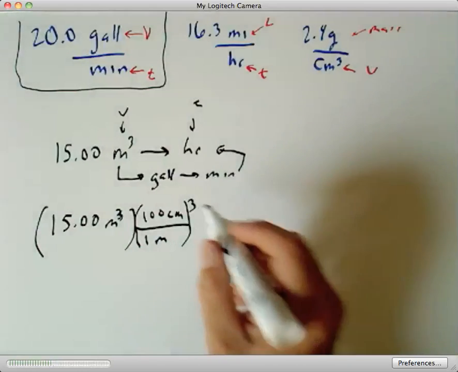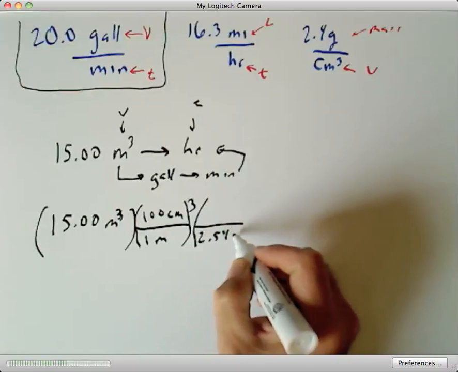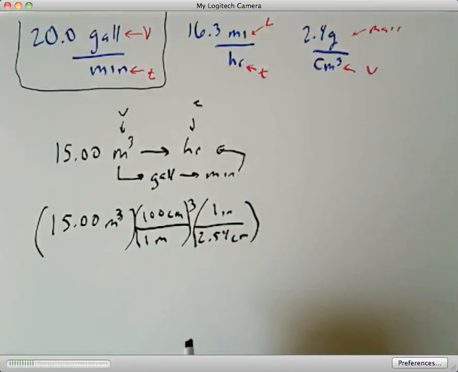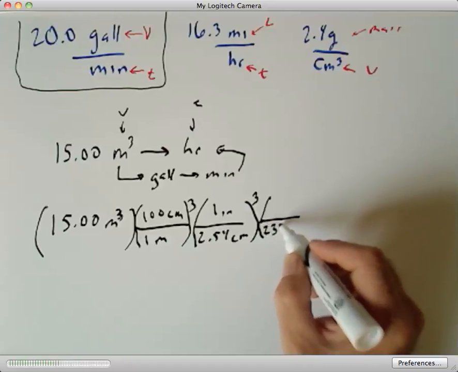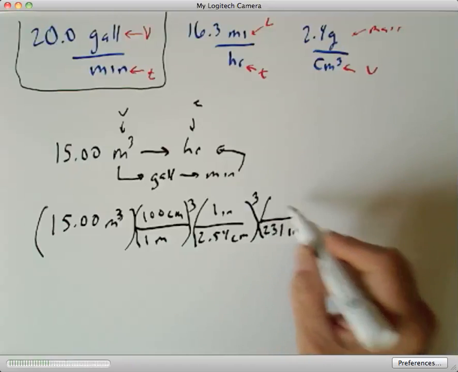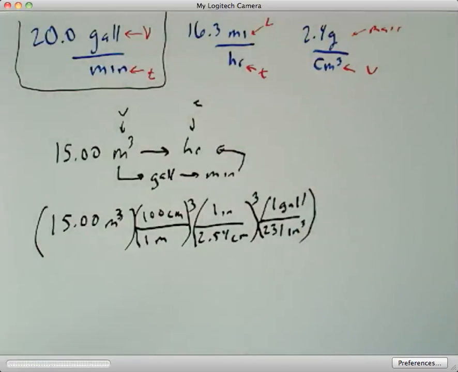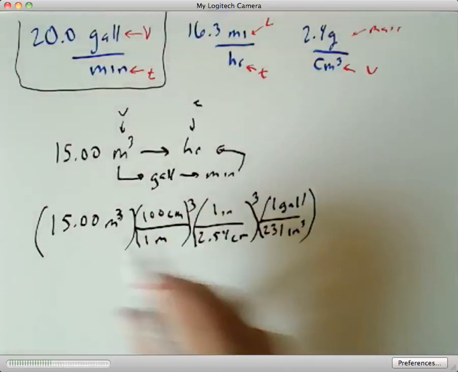That gives me cubic centimeters. Then I can say 2.54 centimeters is an inch. That converts one of those cubic centimeters. If I write that 3 times, now I have cubic inches. I can then say 231 of these 1-inch cubes is a gallon. Now I have converted my first volume, which was cubic meters, into gallons.